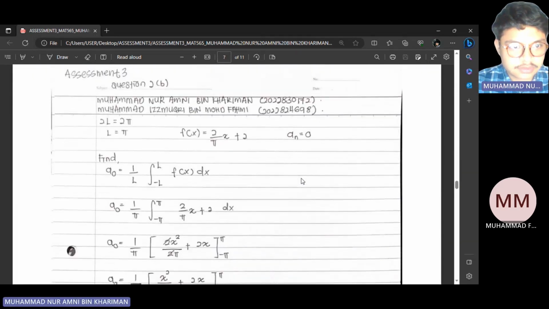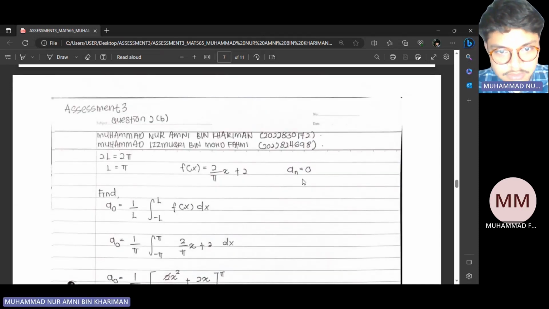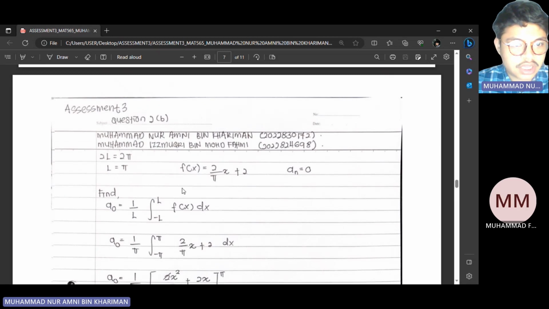Here's question 2b. As we know, 2L is equal to 2 pi, which we can get from the function. So the first thing we need to find is the value of L. We come up with the equation 2L equals 2 pi, and when you divide 2 pi by 2, you get L equals pi. And here's the equation given, f(x) equals 2 over pi x plus 2.